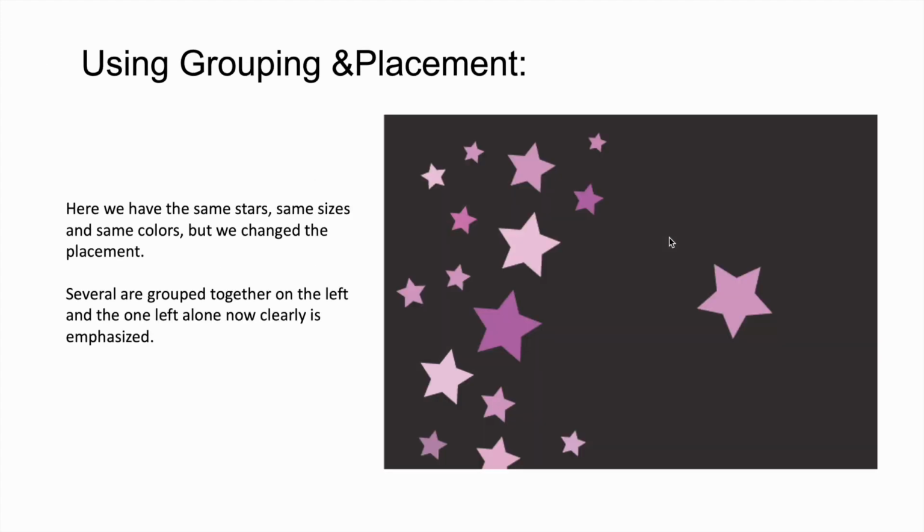But here you have the same stars, same sizes, same color variety. But if you group all of them together except for one, or if you place one aside from everything else, suddenly you have emphasis. Clearly the one star that's kind of like that medium pink off to the right is getting more attention than everything else. And that's because of how it's grouped and how it's placed within the other elements of the composition.